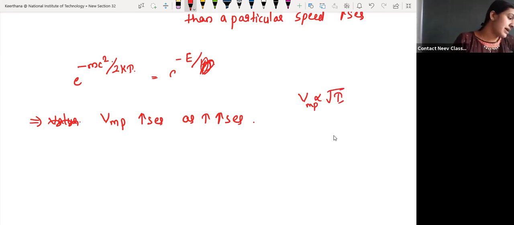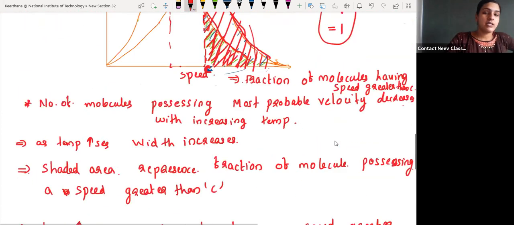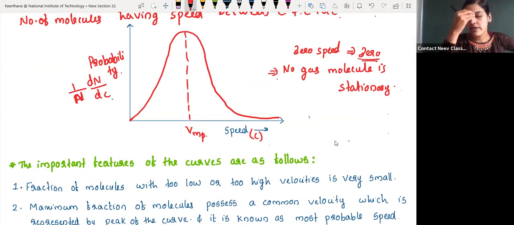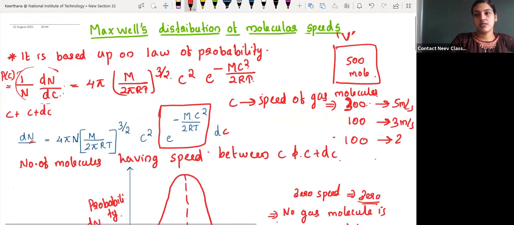And one more comparison is there, and we'll discuss that in the next class: what will happen if the gas changes, depending upon the nature of the gas. There is one more explanation, and we will discuss that in the next class.